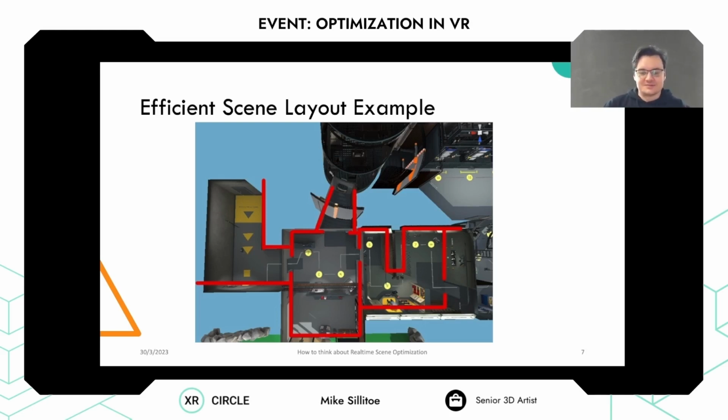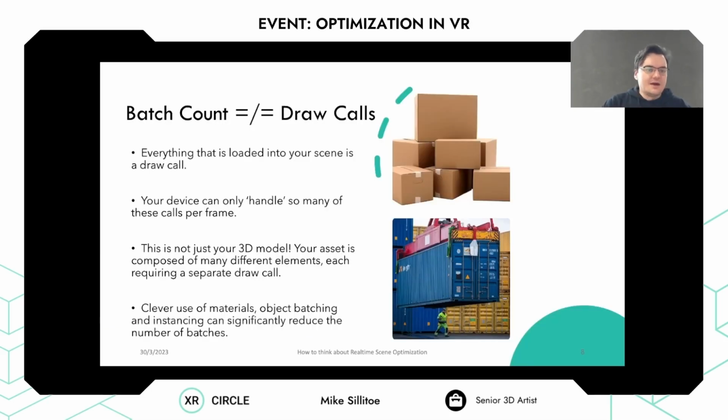And it's just generally much easier to deal with when it comes to implementing optimization techniques later. So with that in mind, let's talk about batch count. Batch count and draw calls, I'm going to use these words interchangeably. There is a difference, and in a nutshell, a batch is a bunch of draw calls, but not quite. You can look into it yourself if you want a more detailed explanation, but generally speaking, we just use the words interchangeably. Everything that's loaded into your scene is a draw call.